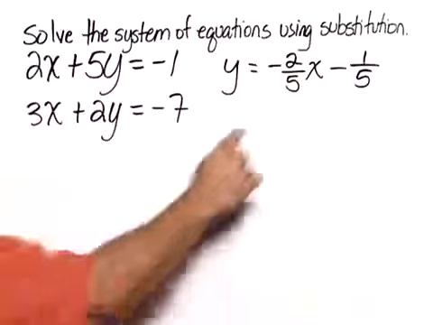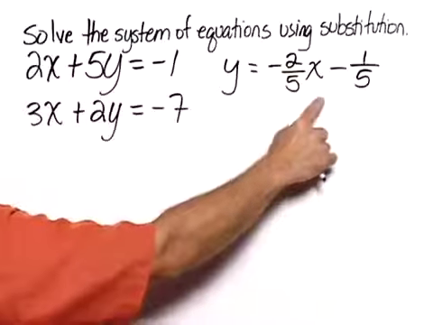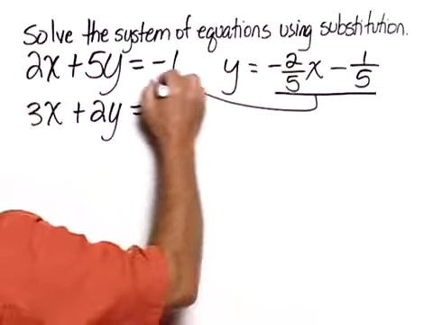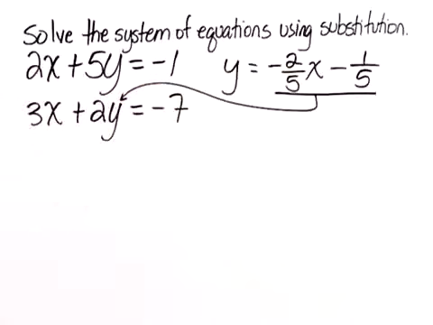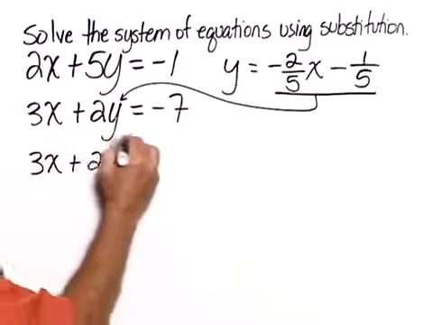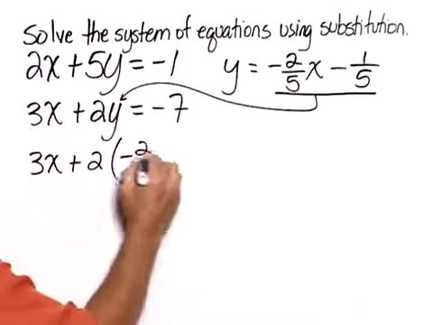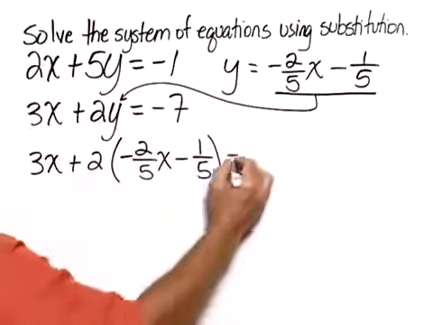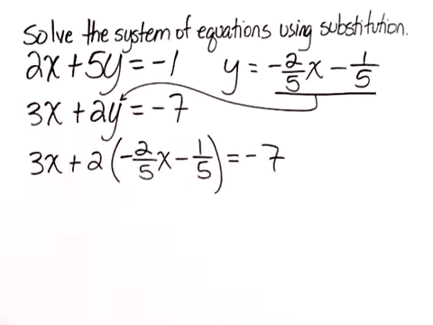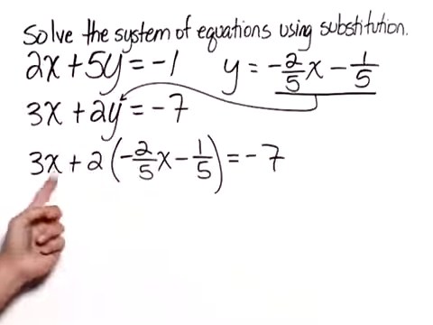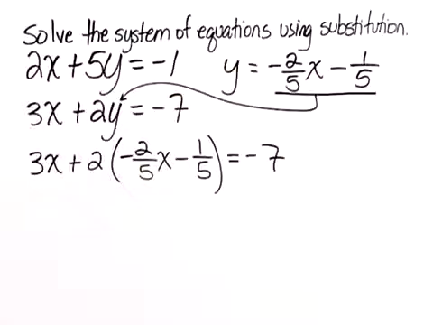Now what we're going to do, since we've solved for y in terms of x, is substitute this expression into the value of y in the second equation. So we have a new equation, 3x plus 2 times the expression negative 2/5 x minus 1/5, and that equals negative 7. The goal, of course, was that we now have one equation with one variable, in this case x. We can now solve for x.